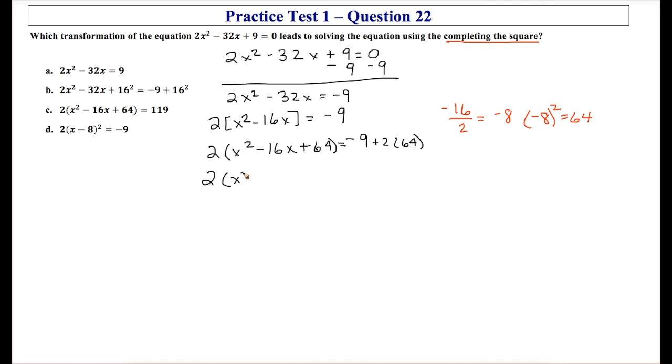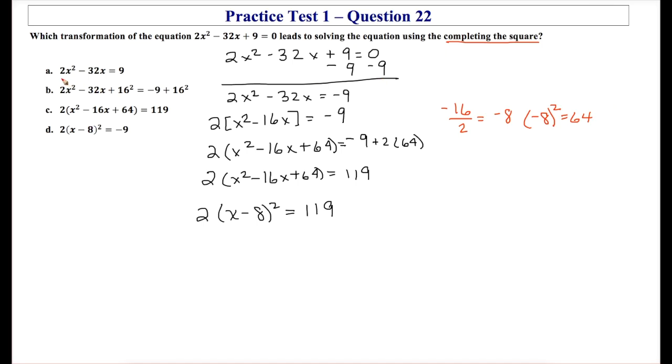Simplifying the right-hand side, we get 2 times x squared minus 16x plus 64 is equal to 119. Now rewriting our expression as a perfect square, we get 2 times x minus 8 squared is equal to 119. Now that we understand the process, let's take a look at our answer choices.